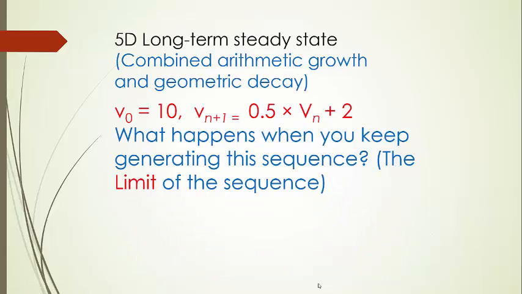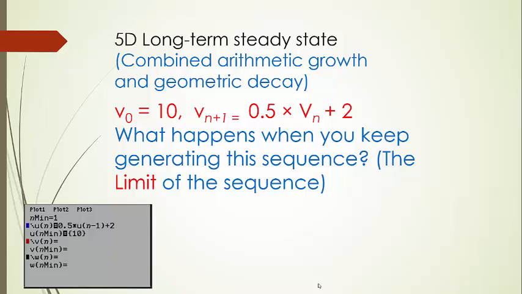Now, finally we come to something called long-term steady state, which is a combination of arithmetic growth and geometric decay. For example, we have a population starting with 10 here. We're going to be multiplying the value by 0.5 and then adding 2. So that is arithmetic growth and geometric decay, all right. What happens when you keep generating this sequence? We're going to be finding something called limit, as you will see shortly.